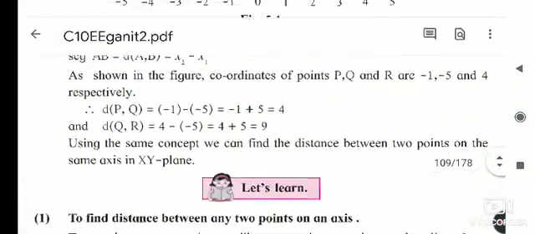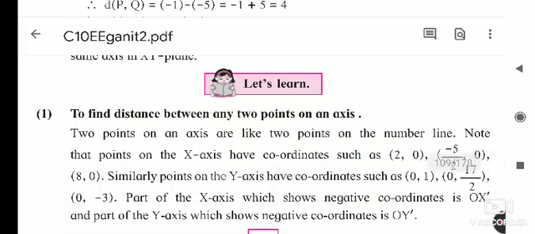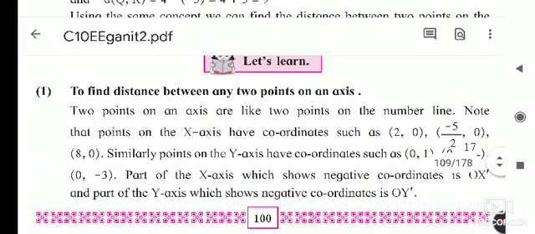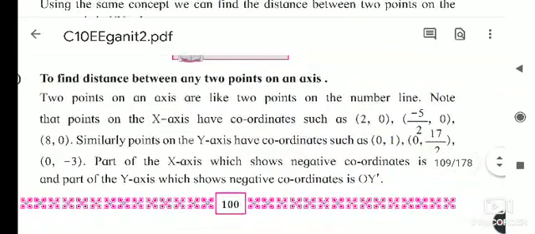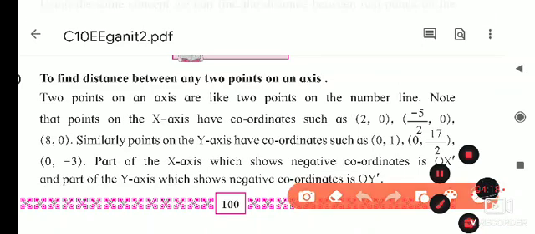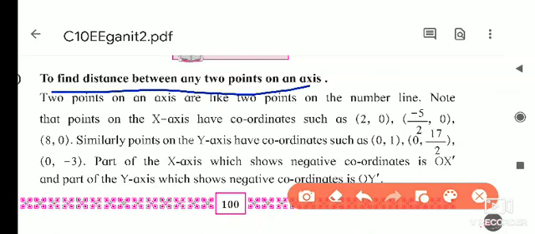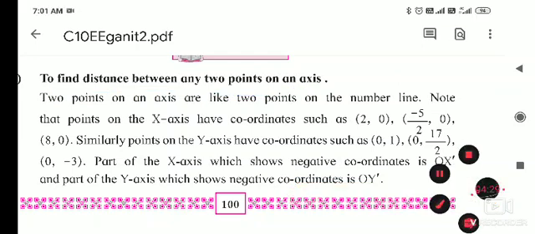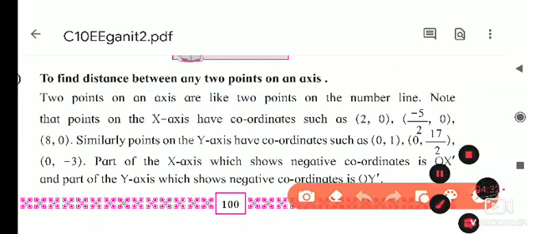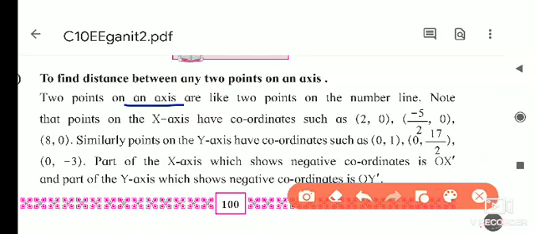Okay, so here we were finding the distance on the number line. But how do we find the distance between two points on an axis? If the numbers are located on an axis, how do we find the distance? That we are going to study now. Two points on an axis are like two points on the number line.